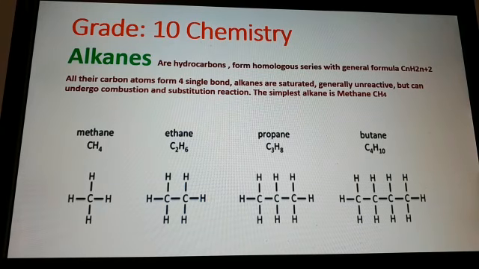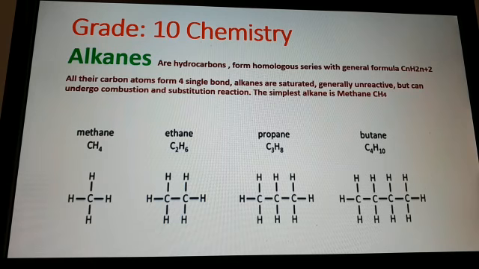This is a grade 10 chemistry topic, alkanes and alkenes. I am going to give an explanation about this one. In the last video I explained about the homologous series and the characteristics, general formula, all. I think you remember that one. Okay? Now, what are the properties of alkanes?